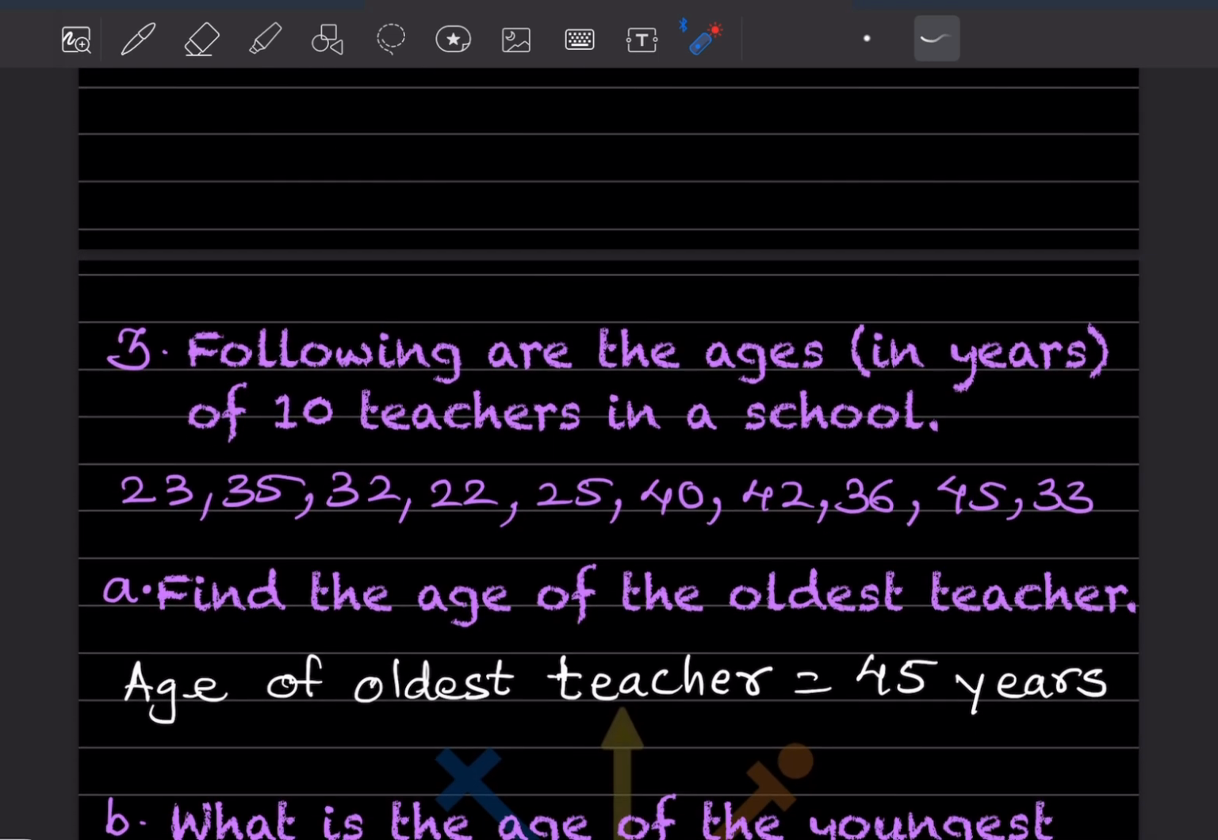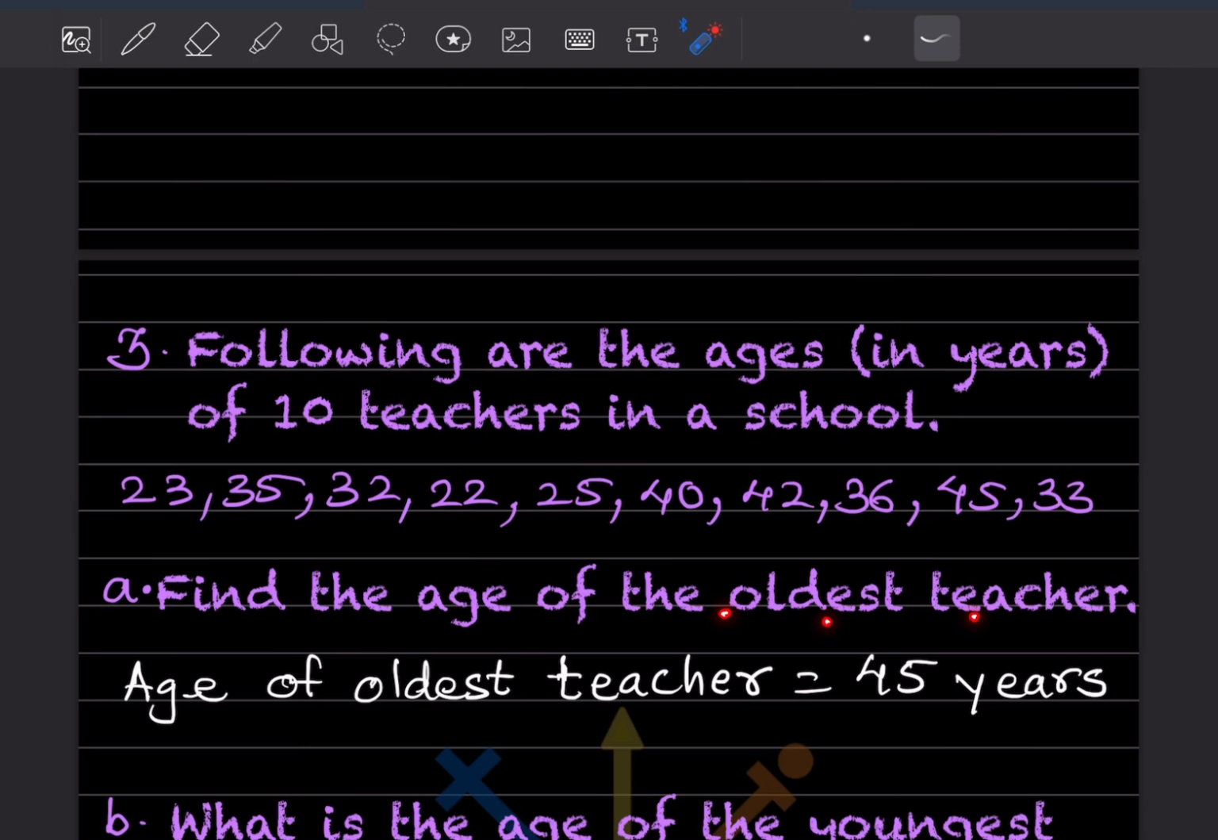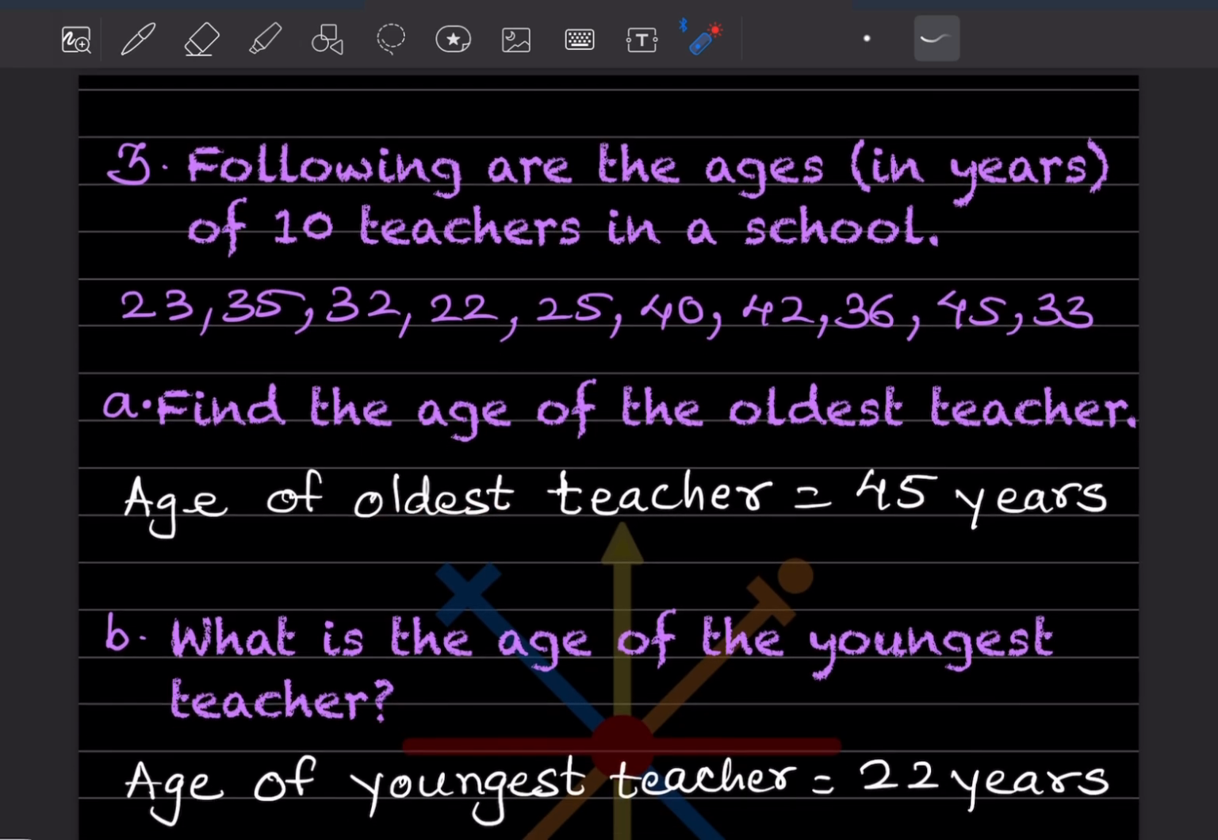Following are the ages in years of 10 teachers in a school. Find the age of the oldest teacher. So now here you can just see the biggest number here is 45. So the oldest means the bigger one, that is 45 years. What is the age of the youngest? Youngest means the smaller one. So you can see the small number here is 22. So we can say age of youngest teacher is 22 years.